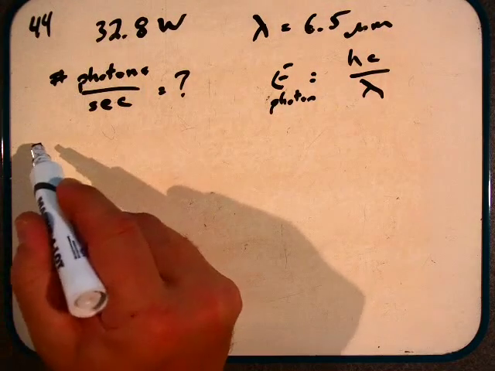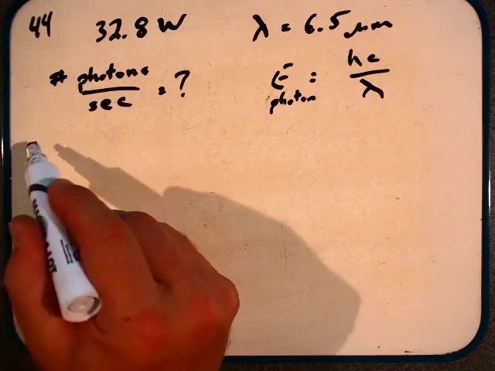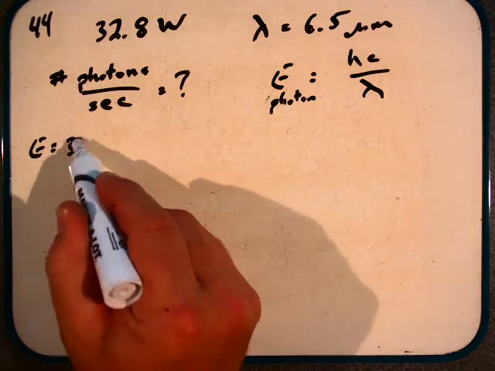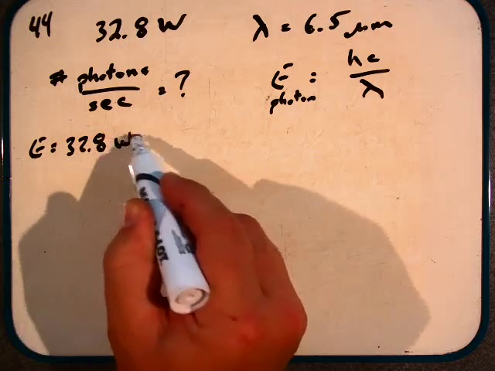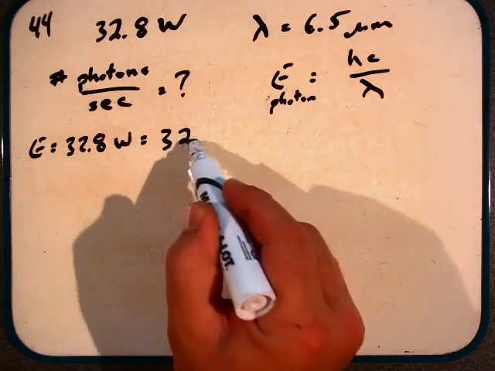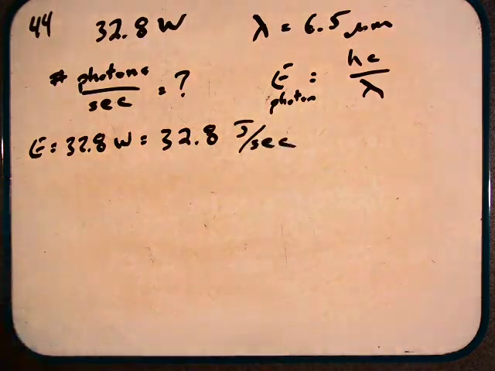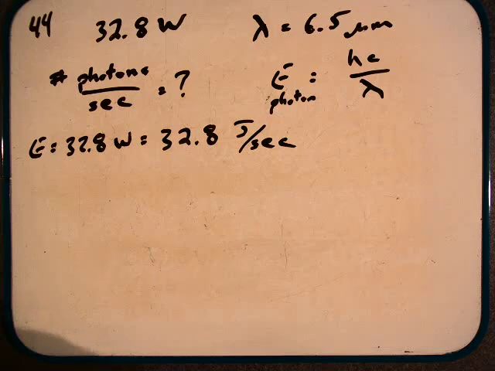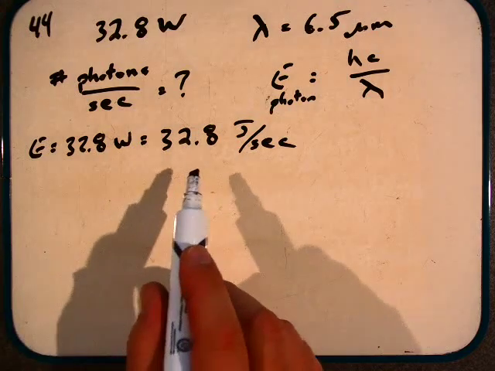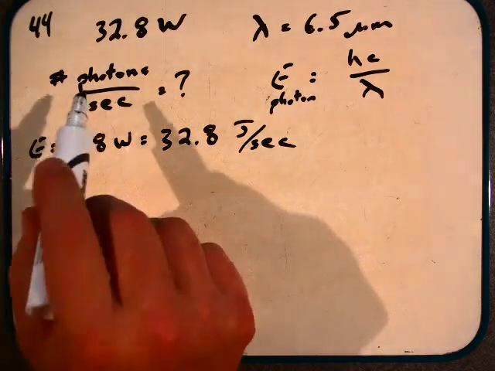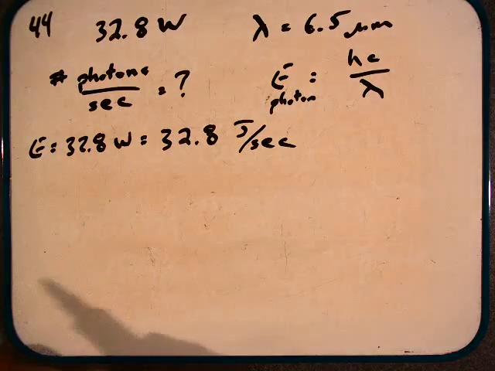And so the first thing we want to do is say, well, 32.8 watts is actually equal to 32.8 joules per second. And so if we can figure out our energy of the photon in joules, then we can compare it to our energy output and determine then the number of photons.